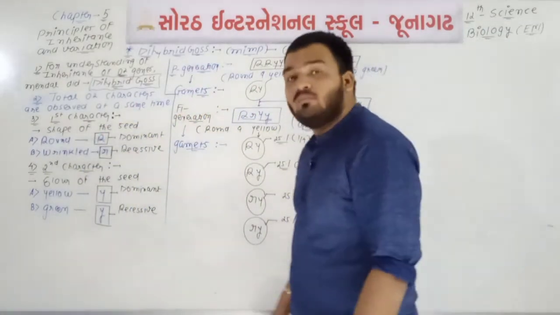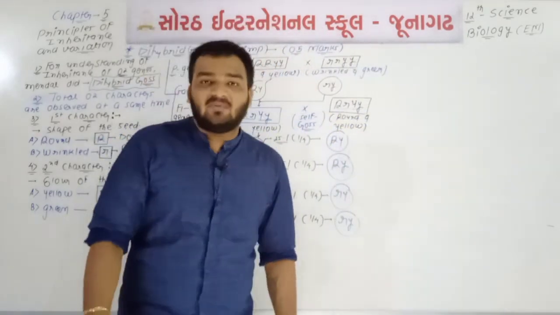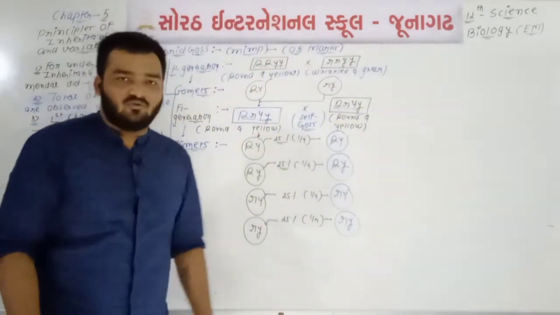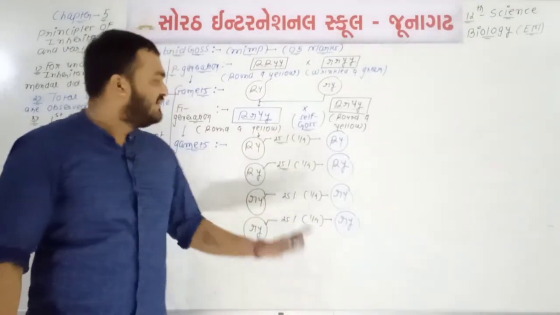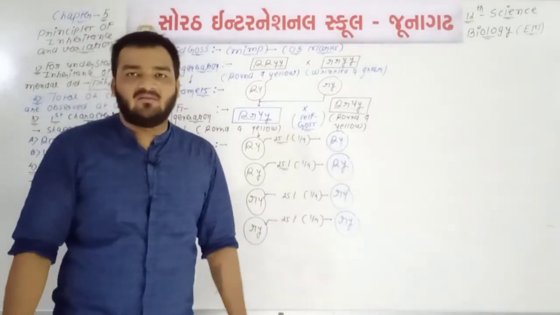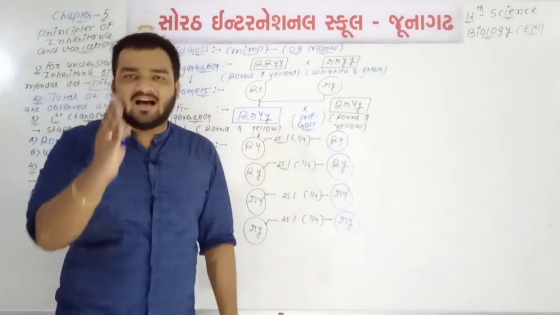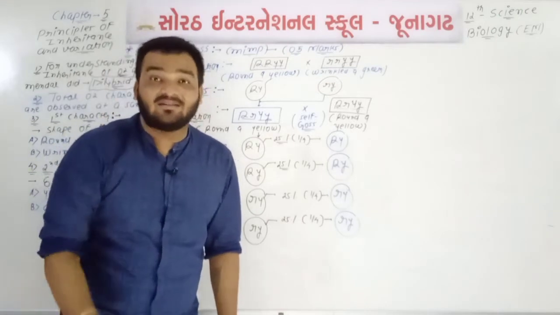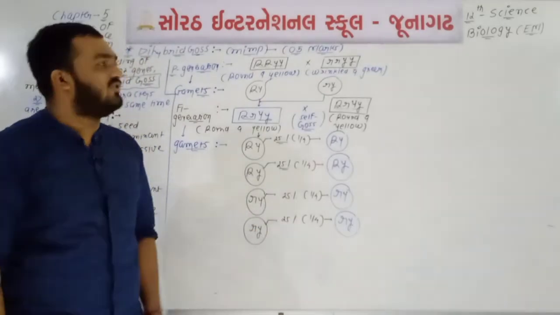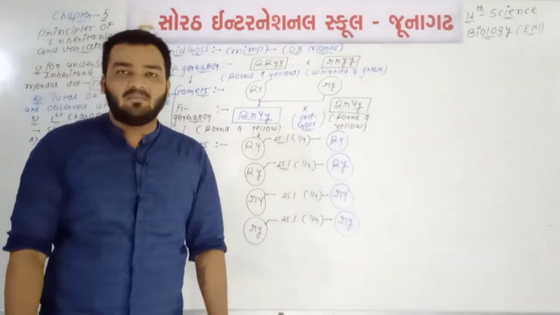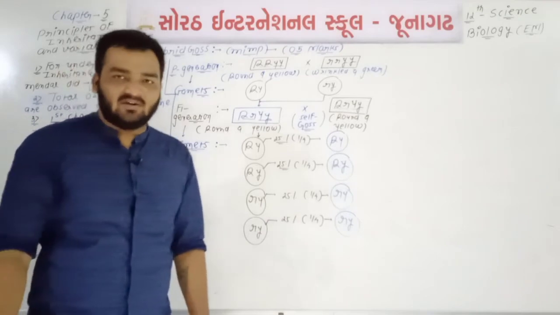We can get the number of possible genotypes in the F2 generation from the gametes: the male gametes multiplied by the female gametes, 4 multiplied by 4. It will be 16, not 8. 4 plus 4 is 8, but 4 multiplied by 4 is 16. So in the F2 generation we get 16 possible genotypes.